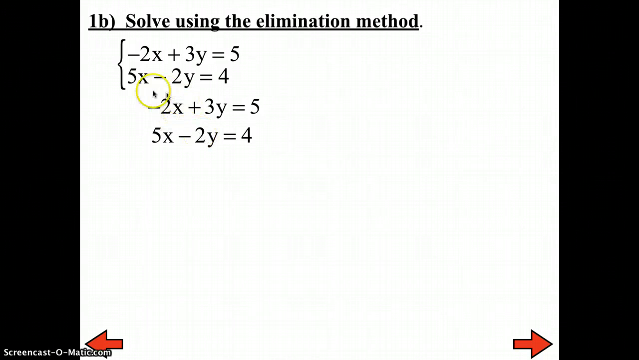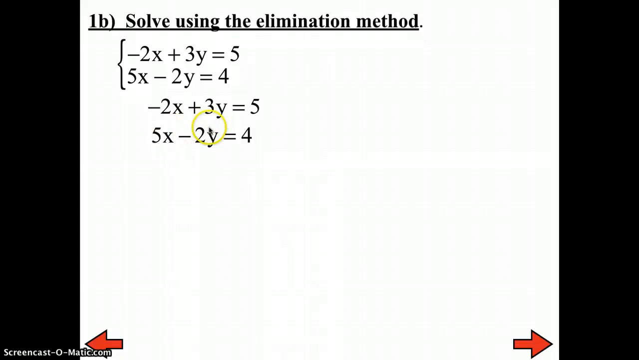So first we're going to have to look, are we going to eliminate the x's or are we going to eliminate my y's? So I'm going to assess the problem. I have a negative 2 and a 5 if I'm thinking about eliminating my x's. My lowest common multiple would be 10, so I would have to multiply this first equation by a 5, the second equation by a 2.